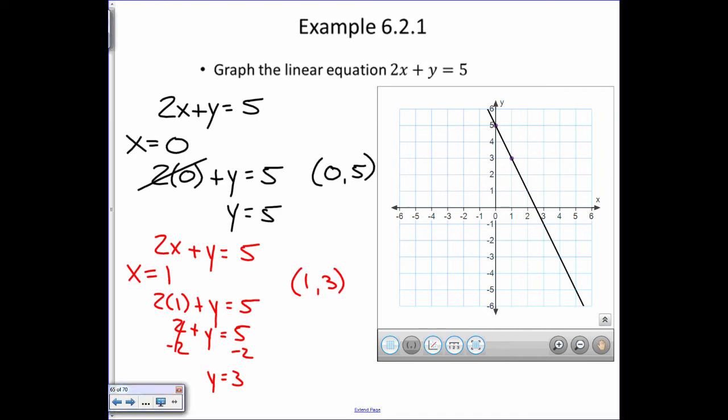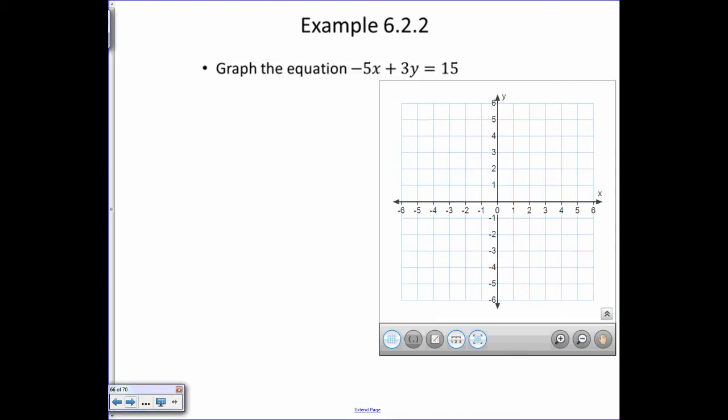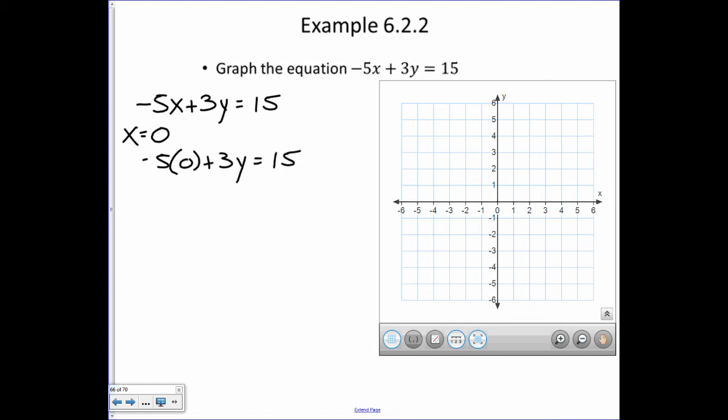Let's try another example. Here we have the equation negative 5x plus 3y is equal to 15. So let's start off with the easiest one, x equals 0. In that case, we get negative 5 times 0 plus 3y equals 15. Well, that goes away because it's just 0. So we have 3y equals 15. We can then divide by 3, and you get y equals 5. And so again, our first point is (0, 5).